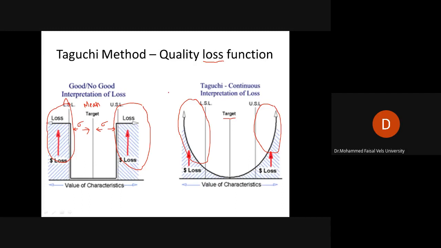Actually, he came up with three loss functions. Later I will talk about the three loss functions: larger the better, smaller the better, and target or minimum variation product. Later we'll discuss that. And this is Taguchi, who emphasized more on the quality loss function.